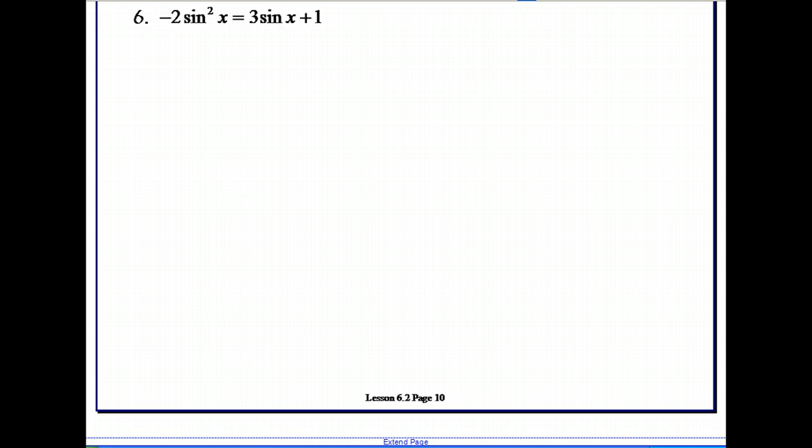Okay, negative 2 sine squared x equals 3 sine x plus 1. I notice I've got a quadratic. I've got that second power. Also have a linear term, sine to the first power. So I want to set this equal to 0. I have a negative 2 sine squared. I think I'll add that to the other side. And so I'll add 2 sine squared to both sides. So I'll go 2 sine squared of x plus a 3 sine of x plus a 1, and that whole thing equals 0.